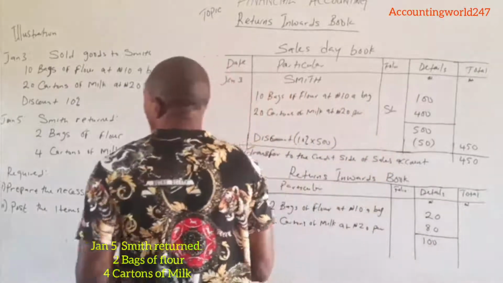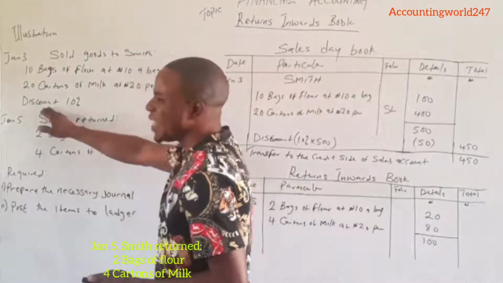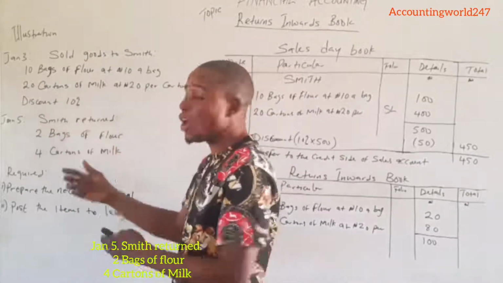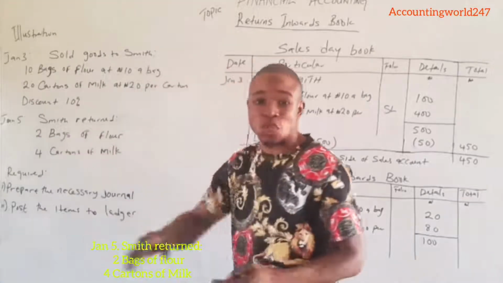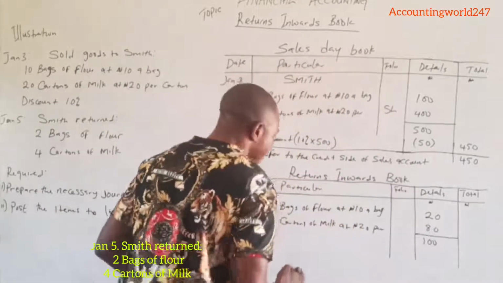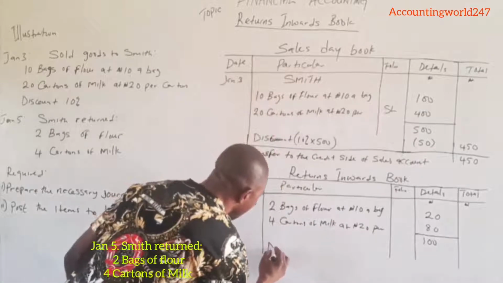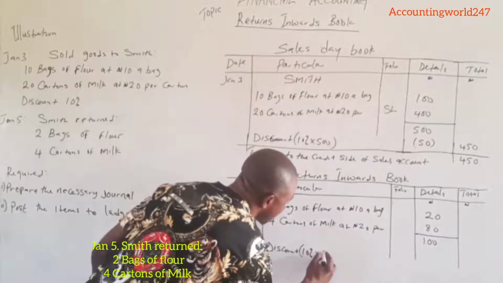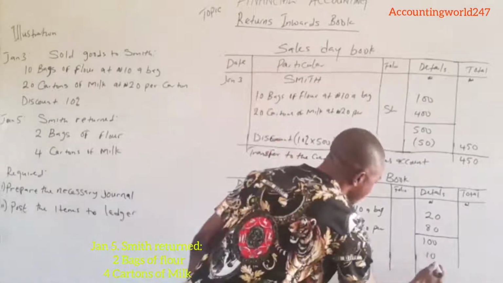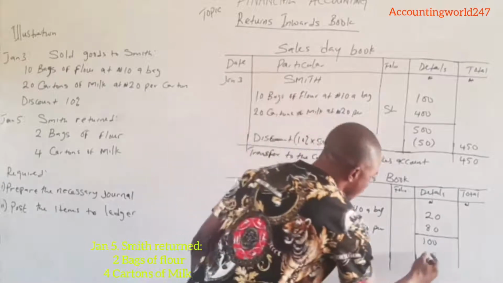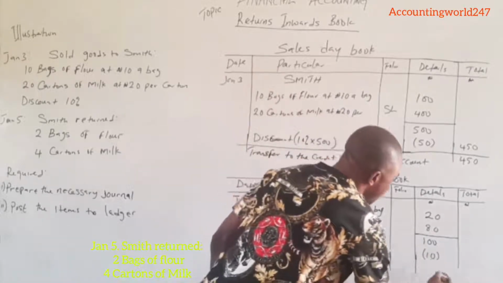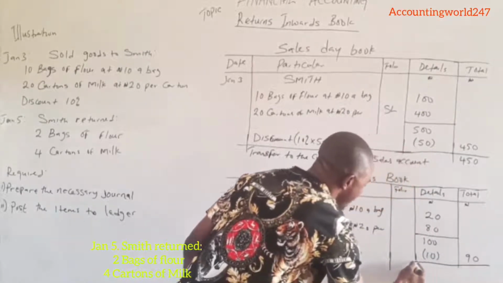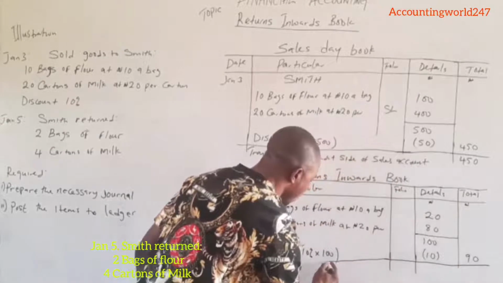But if we look at the question, there is a discount. Definitely, we need to consider the discount as well when we are preparing the return inward book. So there will be a discount here. That is, we have to remove the discount. And the discount of 10% multiplied by 100. We have 10. So definitely, we are going to remove the 10 from 100, then that will be same as 90. So now it means that the 90 naira will be transferred to the return inwards book.